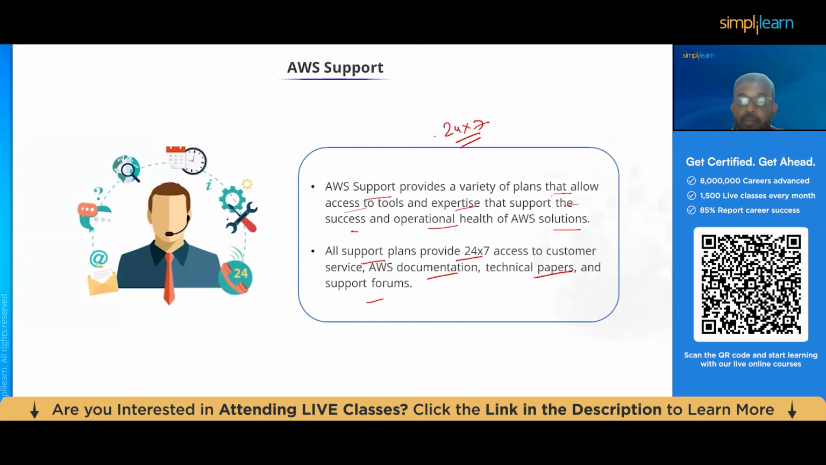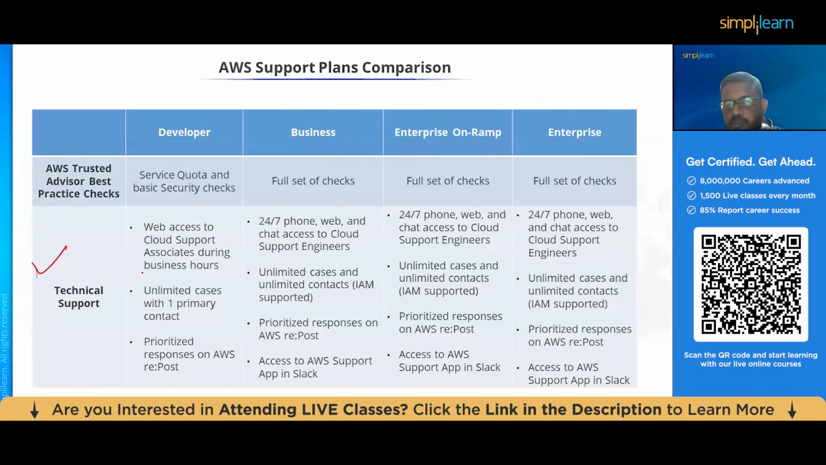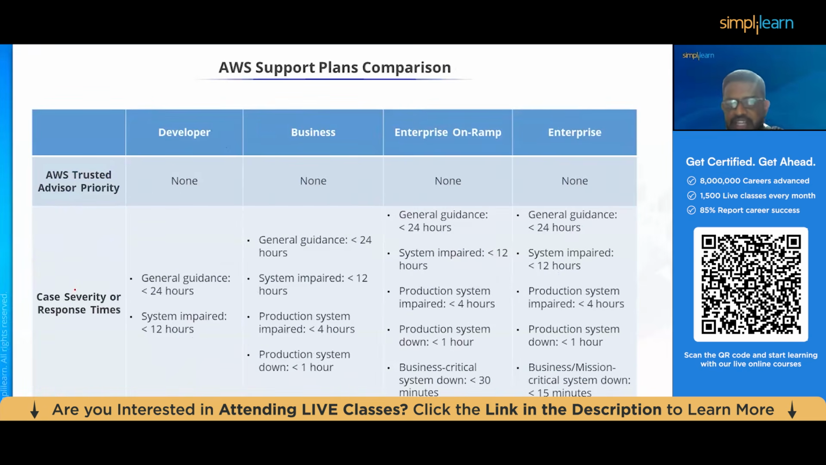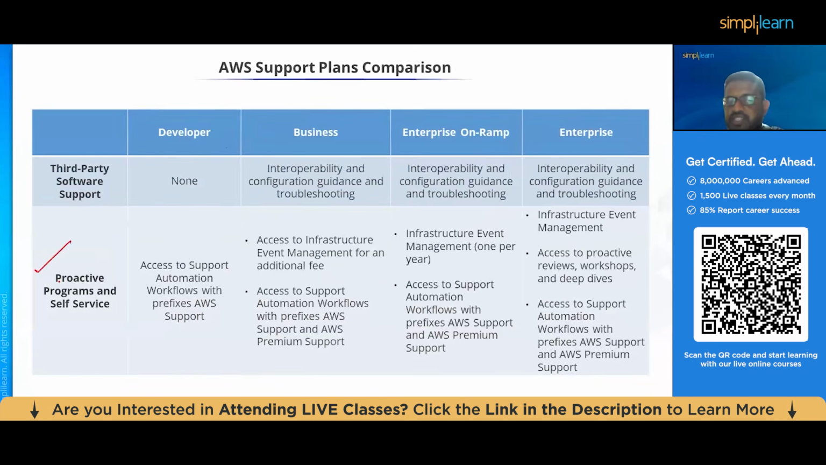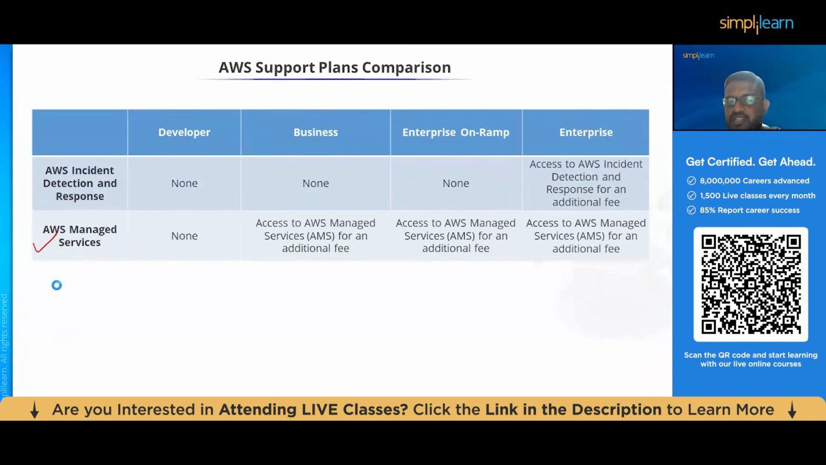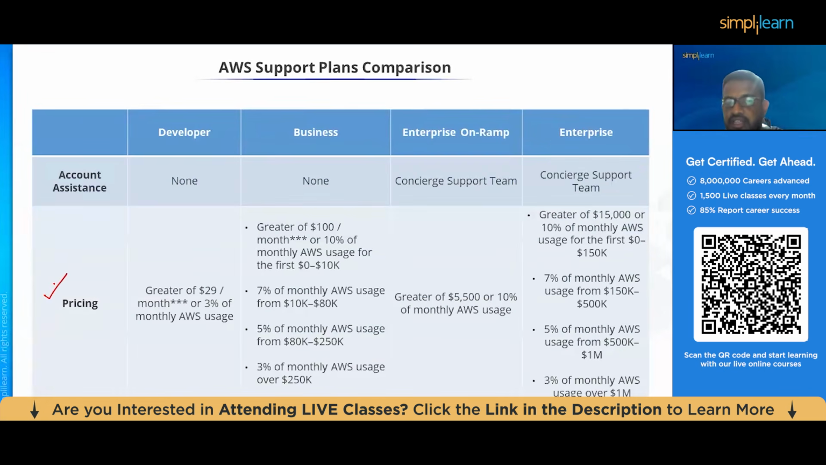And folks, when you go for a paid service, there are different advanced plans available: Developer plan, Business plan, Enterprise On-Ramp plan, and Enterprise plan. Based on best practices checks, there are different plans and different information available: best practices, technical support, case severity, programmatic case management, proactive programs and self-service, AWS managed services, training, and finally pricing. Every support plan has different parameters.